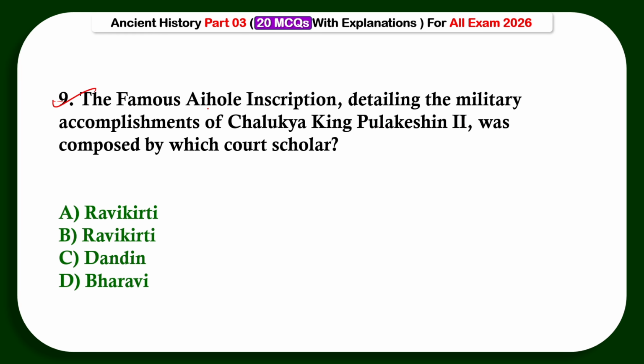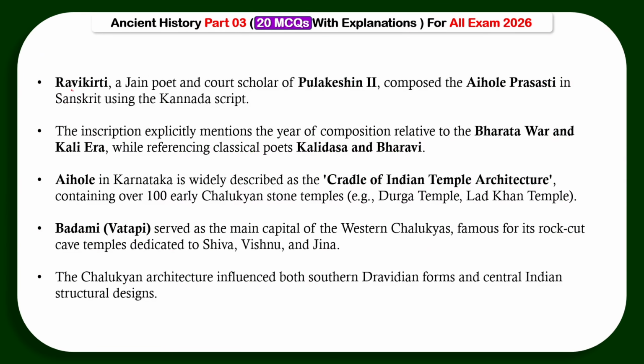Question number 9. The famous Aihole inscription detailing the military accomplishments of Chalukya king Pulakesin II was composed by which court scholar? Option B, Ravikirti. Ravikirti, a Jain poet and court scholar of Pulakesin II, composed the Aihole Prashasti in Sanskrit using the Kannada script.